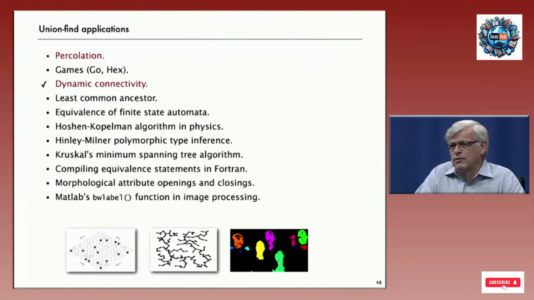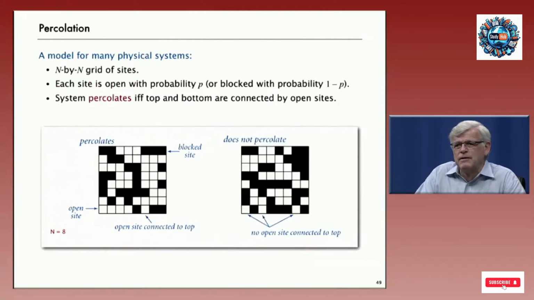We'll see later Kruskal's minimum spanning tree algorithm, which is a graph processing algorithm which uses union find as a subroutine. There's algorithms in physics for understanding physical phenomena that we'll look at an example in many others on this list. So the one we're going to talk about now is called percolation. That's a model for many physical systems. I'll give an abstract model and then just talk briefly about how it applies to physical systems.